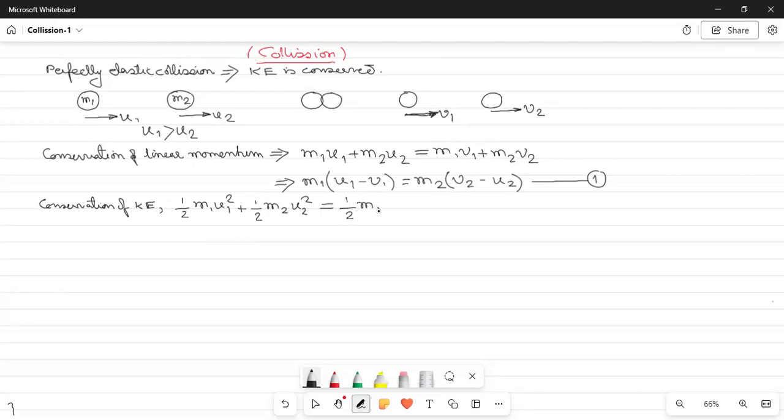half m1 v1 square plus half m2 v2 square. From this equation, we can simplify the equation. We remove half from all cases. We remove half from m1. We have m1 u1 square here and m1 v1 square here. So m1 times u1 square minus v1 square.